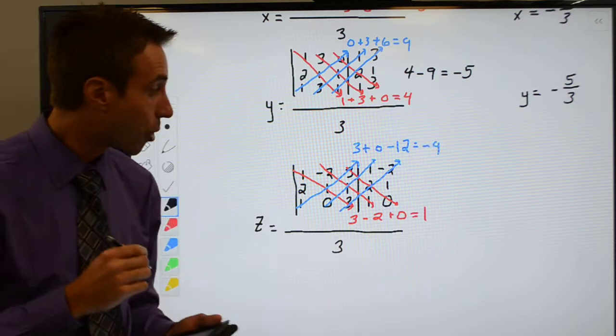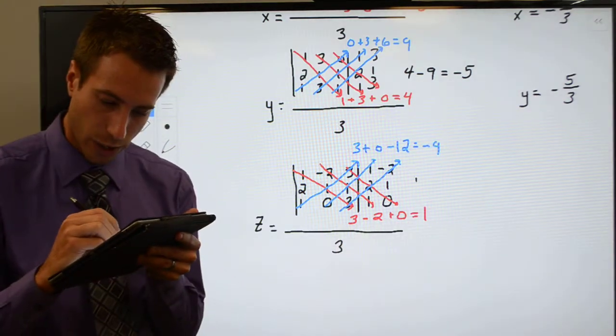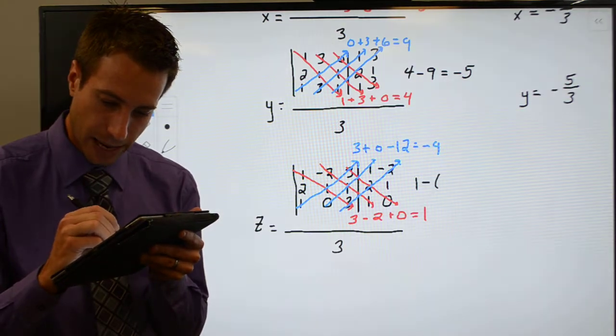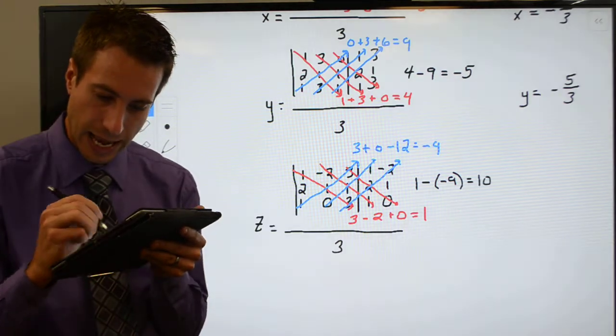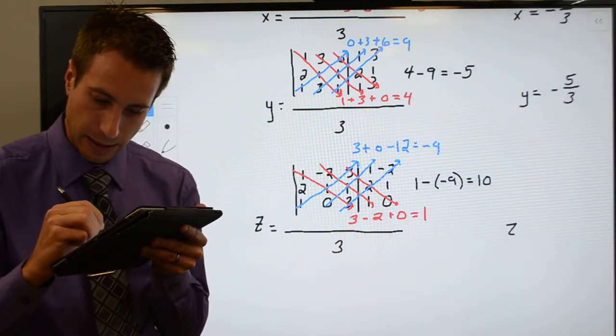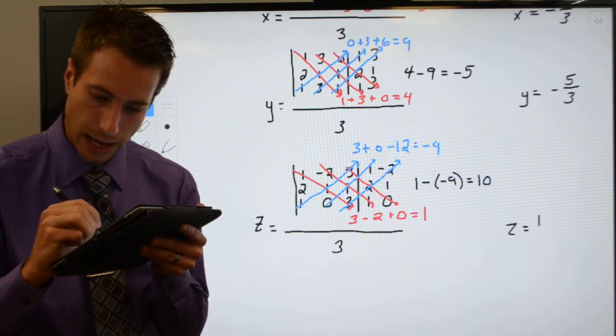All right, well, now we do bottom minus top. So 1, careful, watch your signs. 1 minus a -9. Add the opposite. That's going to be 10. And z is equal to 10/3.